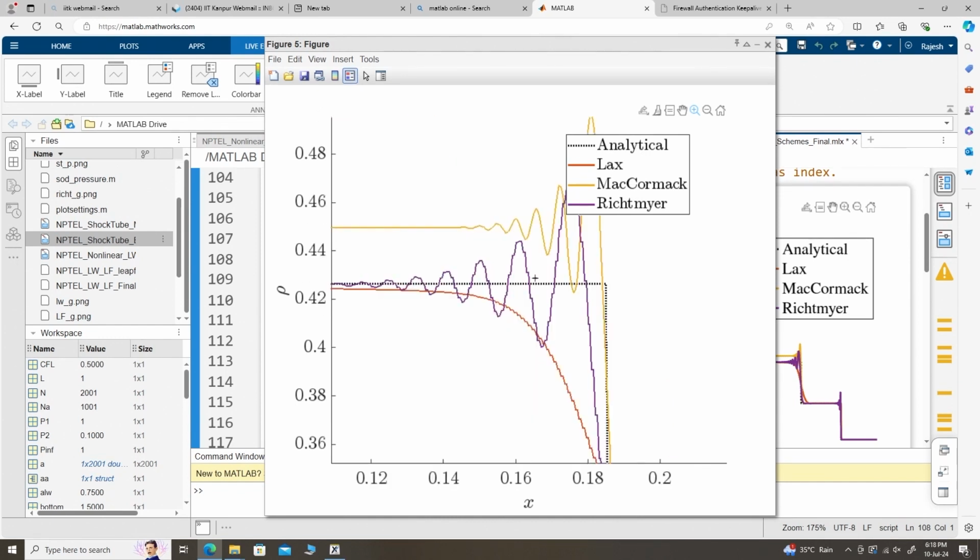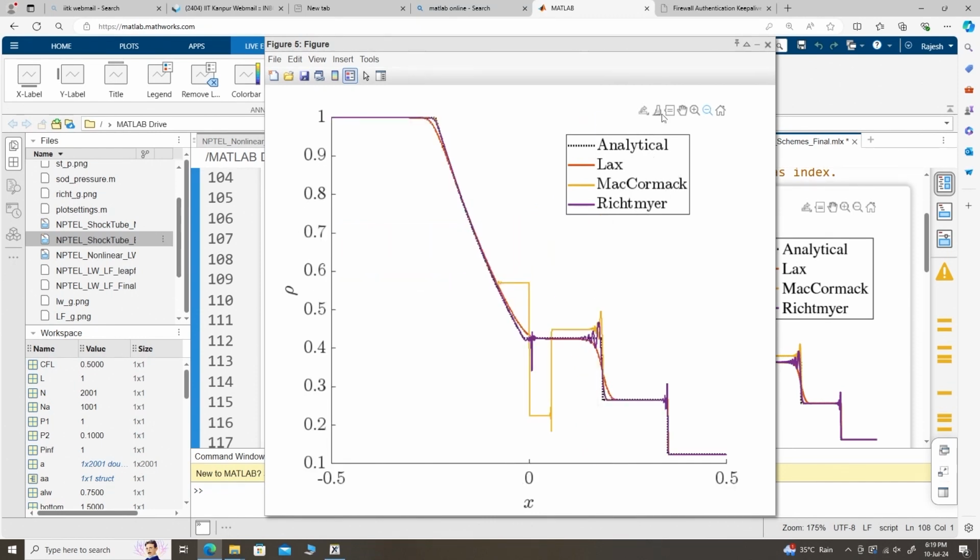So, if you zoom that in, let us say at any region here, you can see the black line which is the analytical one. The Lax-Friedrichs is basically smearing out, but does not have any oscillation. It has got the dissipative error in the leading term. Richtmyer and MacCormack both have got basically dispersive error, and that is how the solution looks like, where you have discontinuity.